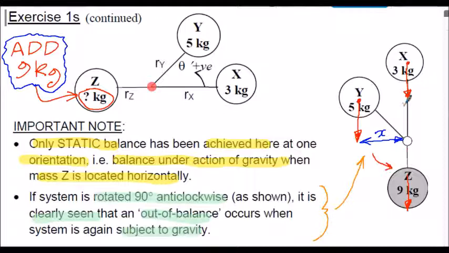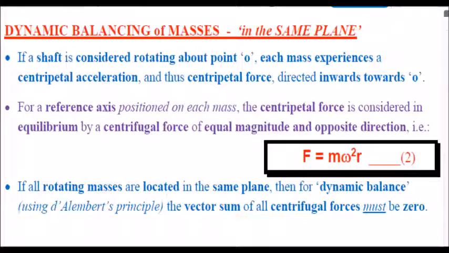So that's called static balance. It's static balancing in that particular instance. What we need to be able to do is balance our rotating masses for any orientation of the system. And that's where the dynamic balancing comes into play. So we're going to move into dynamic balancing of our masses. Again, all in the same plane. Nothing is out of plane. It's all in a two-dimensional plane here.